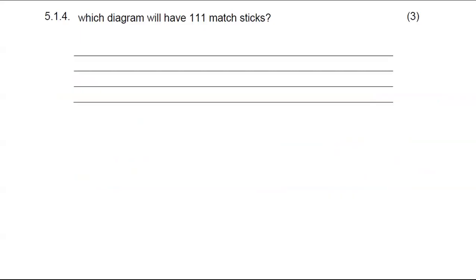This one says, which diagram will have 111 matchsticks? Which diagram will have 111 matchsticks? Please note that here, that 111, remember, n represents the diagram number, and Tn represents the number of matchsticks in that diagram. So here we've been given the number of matchsticks in the diagram, and they require us to find which diagram that will be.